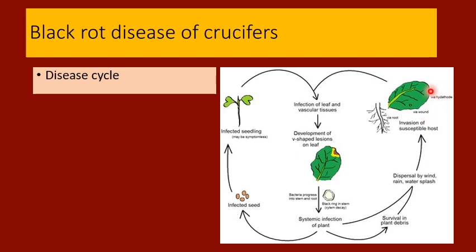Then the bacteria will enter into the plants through the hydatodes, and again we can see the same kind of symptoms here. Then this bacteria can enter through the roots also, then again infect through the vascular tissues. It will go to the leaves also.